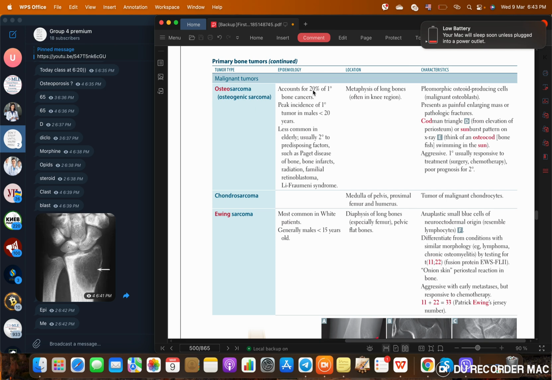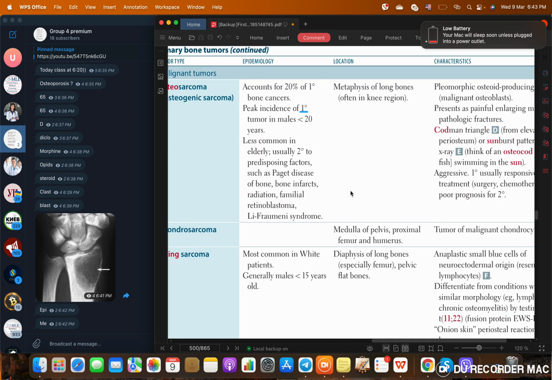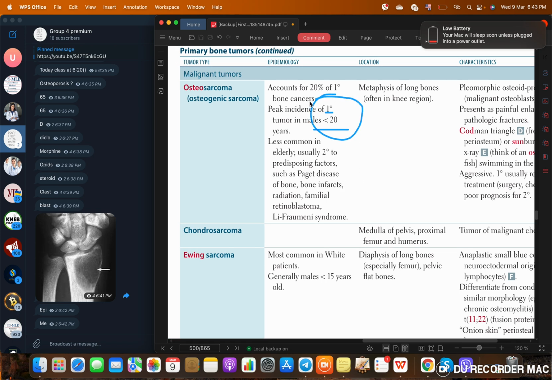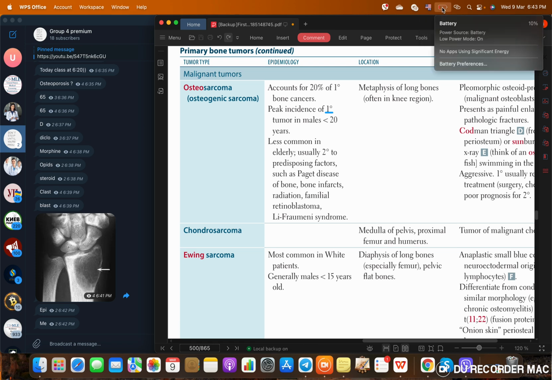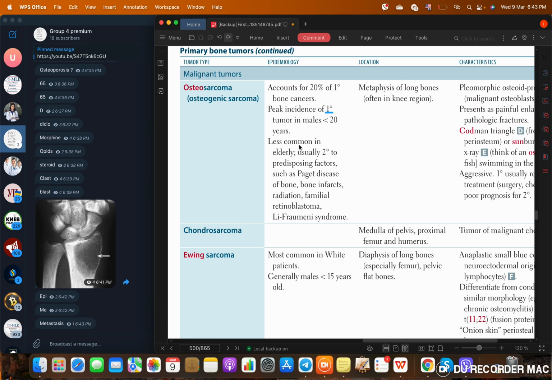Okay, osteosarcoma accounts for 20% of primary bone tumors. The peak incidence of primary tumors in males is when they are less than 20 years old. So it's more common in the young. It's less common in the elderly, and if it occurs in the elderly, it will be secondary to some predisposing factor that is really specialized in this patient. So it's not metastasis. Why? Because it says osteosarcoma, so the original tumor is an osteo. It must be some other disease of the bone leading to this bone problem.